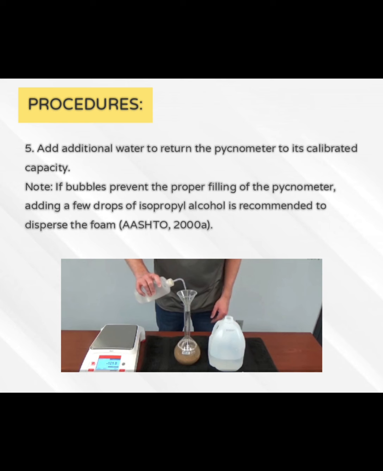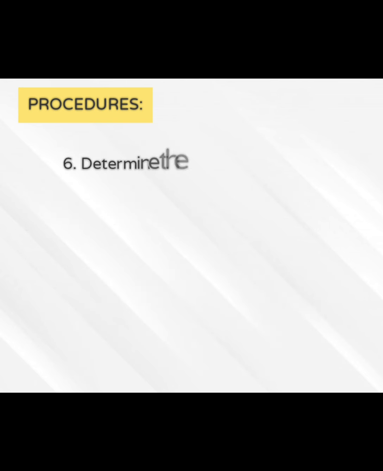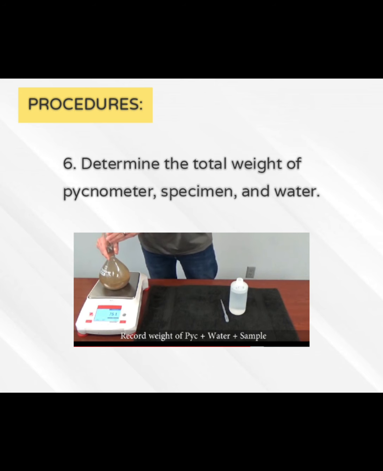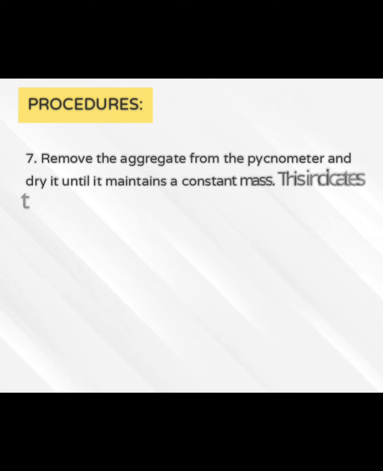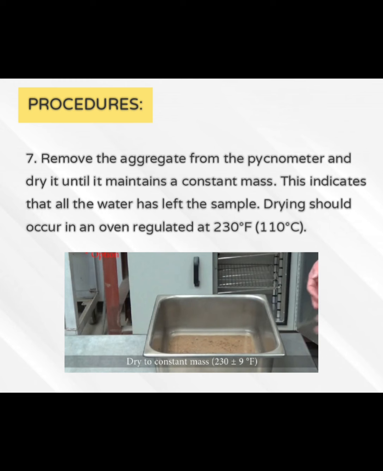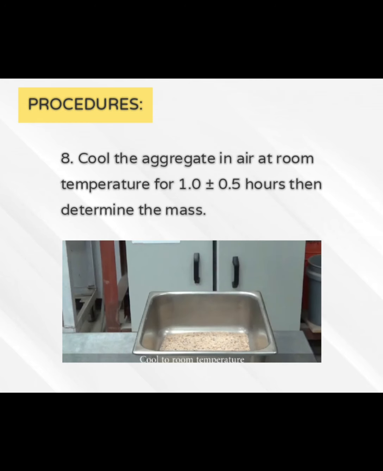So note, if bubbles prevent proper filling of the pycnometer, adding a few drops of isopropyl alcohol is recommended to disperse the foam, the AASHTO T 84. Number 6 is determine the total weight of pycnometer, specimen, and water. Number 7 is remove the aggregate from the pycnometer and dry it until it maintains a constant mass. And last is cool the aggregate in air at room temperature for 1.0 plus or minus 0.5 hours, then determine the mass.